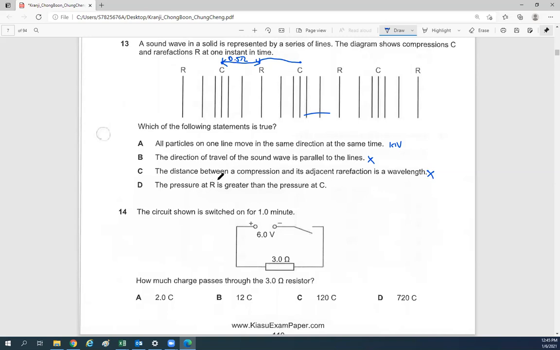The pressure at R is greater than the pressure at C. But this is not true because we know that the pressure at the rarefaction is smaller than the pressure at the compression. So this is not correct as well. So statement A, which I thought was possible, is actually correct. Okay, so the answer is A.